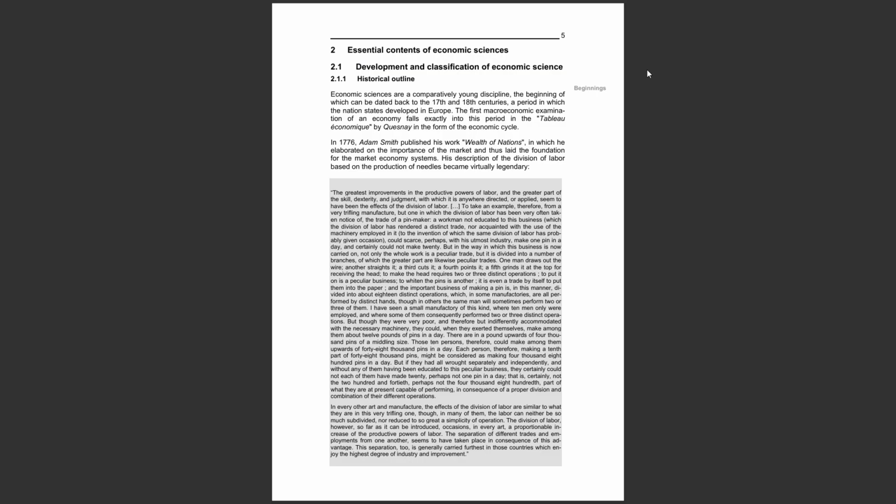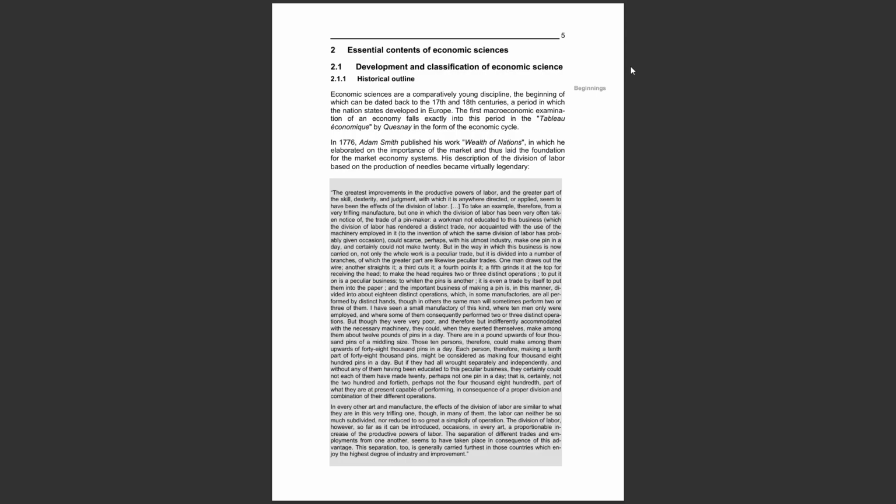Essential contents of economic science. Development and classification, economic science, historical outline. Economic science is a comparatively young discipline, the beginning of which can be dated back to the 17th and 18th centuries, a period in which the nation-states developed in Europe.